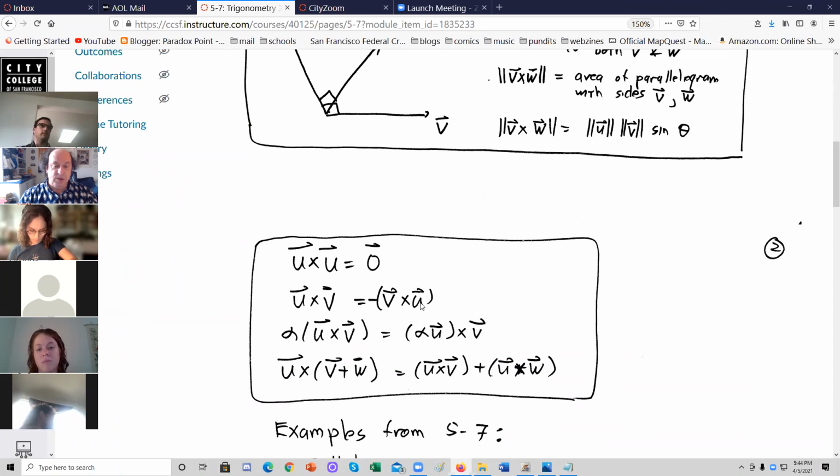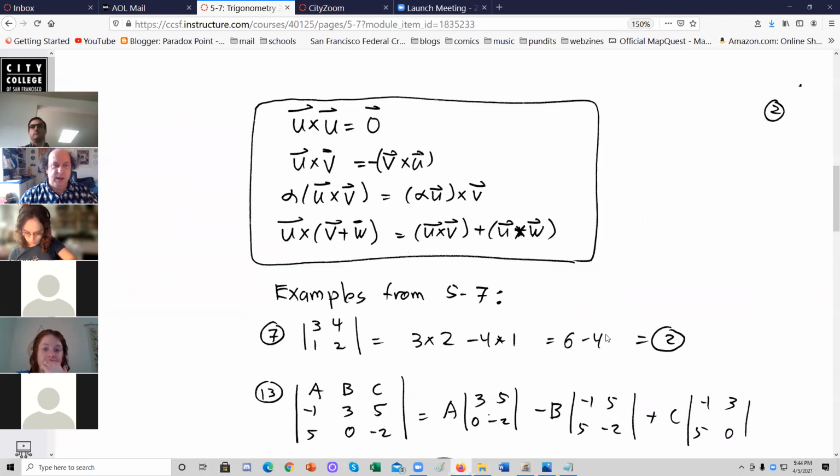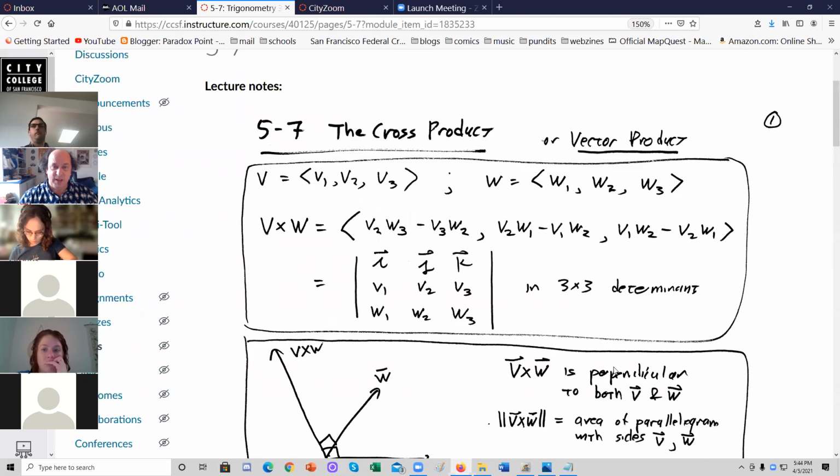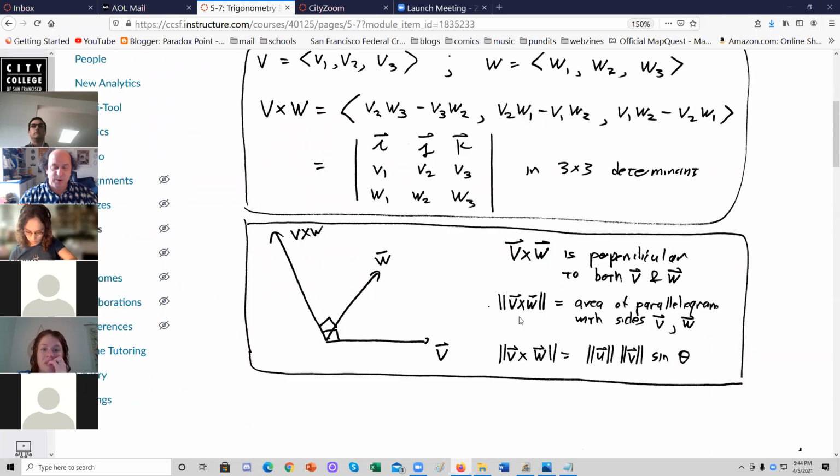And it's associative in this sense: a number alpha times (U cross V) equals (alpha U) cross V. And it distributes over vector addition: U cross (V plus W) equals U cross V plus U cross W. All right, it's used in various things in physics and so on. And yes, there is some trigonometry in the form of the sine theta, but mostly it's this linear algebra.